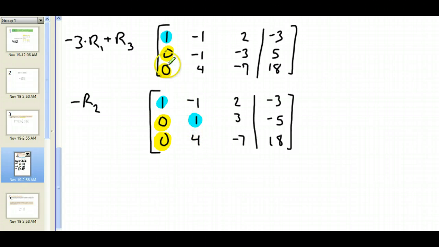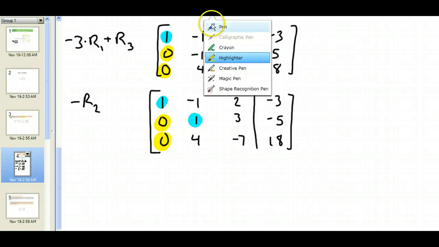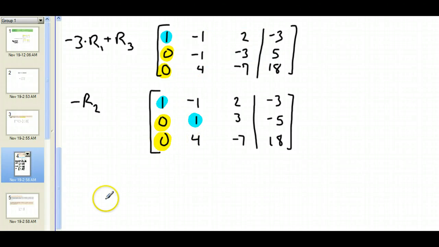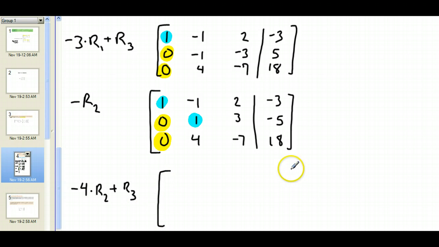Now we want a 0 here. So what do we need to do? We need to do negative 4 times row 2. Negative 4 times this row added to this, plus row 3. And what's going to happen? Nothing's going to happen to row 1. It's not being used down here, so we're just going to rewrite row 1.